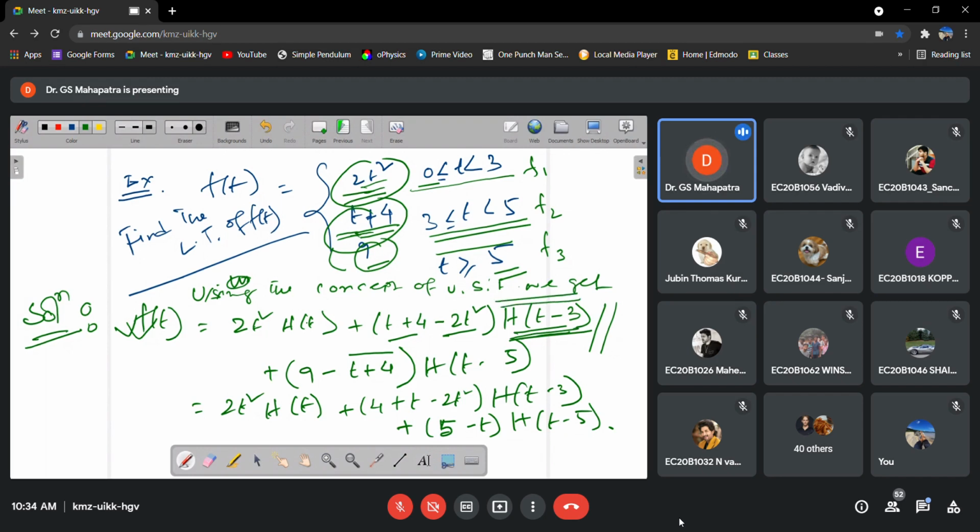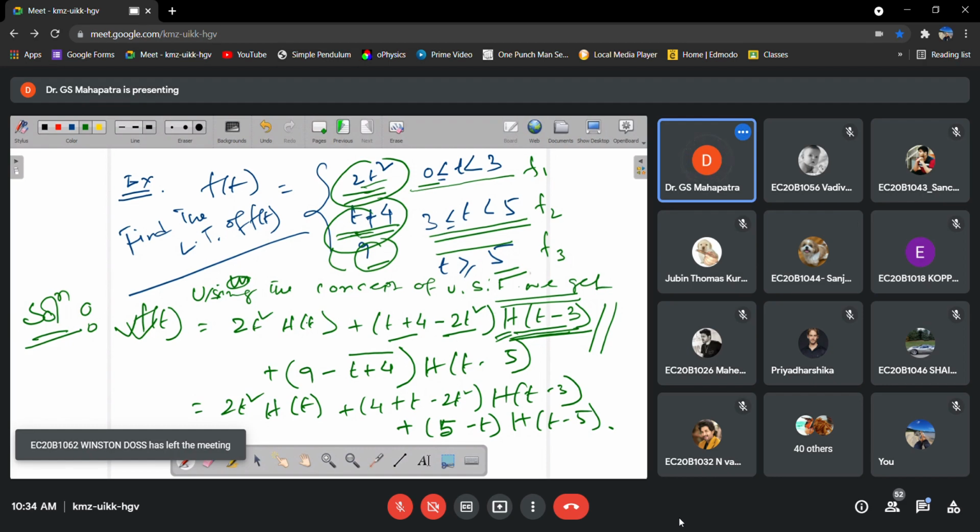This function itself defines the range of the function, that means t minus 3. What is the meaning? t greater than or equal to 3. So here, this is the advantage of this Heaviside function. The function itself gives the range. No need to write the range separately.